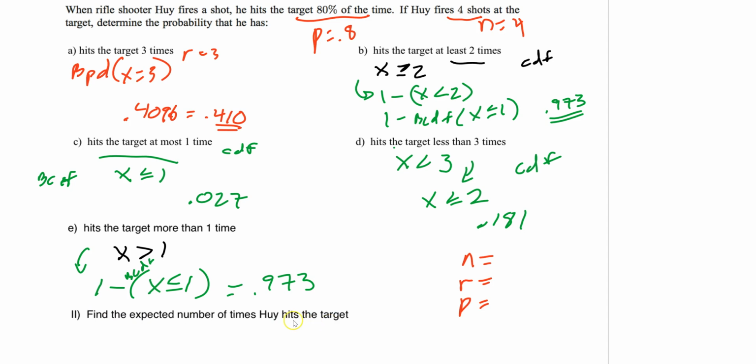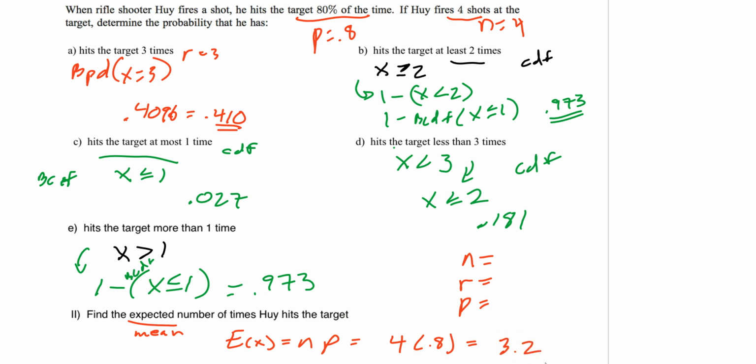Find the expected number of times Hugh hits the target, right? So expected number, that's the same thing as saying the average number, the mean. Expected, same thing as the mean or the average. So that's just np in the formula sheet. Right, well, you already have those two. n is 4, p is 0.8. We'll multiply those two together, and you get 3.2.